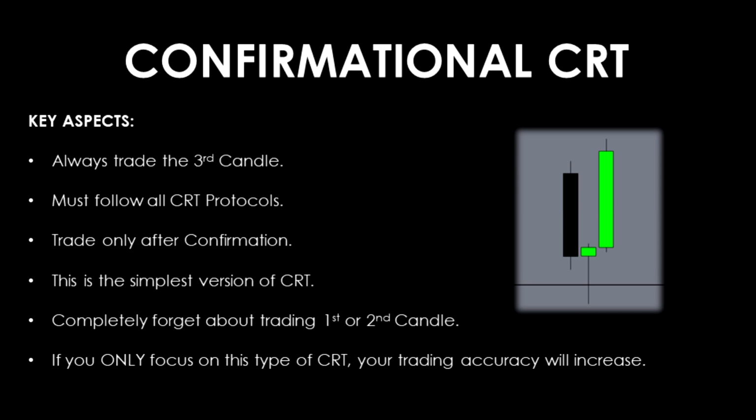If it closes inside the CRT, it is considered high probability, provided it follows the protocols. If it closes above or below the CRT, the probability decreases. A lot of people think you can't enter the trade if it closes outside, but this just isn't true. It doesn't become invalid, but you should reduce your risk if it closes below or above. This approach involves trading only the third candle and waiting for the second candle to close. It is a simpler version of CRT because you wait for confirmation before trading, making it easier than advanced CRT types. This is why most of you should focus on this type of CRT.